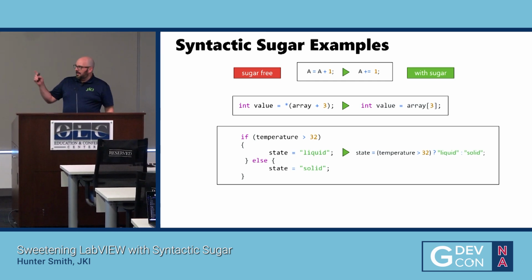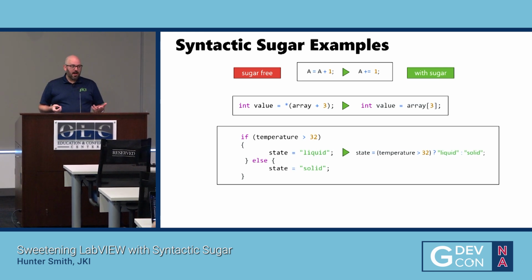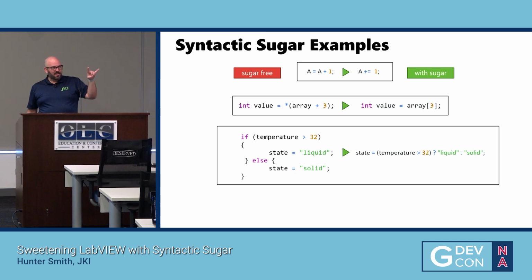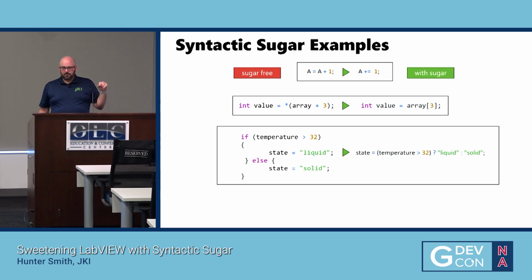Then I think the most famous syntactic sugar is the ternary operator, that little question mark operator where you can either do an if, else, or you can do lots of things. But if you really just want to select between two values, you can do the state equals condition, and then value if true, colon, value if false. Now, you guys know we have a ternary operator in LabVIEW, right?